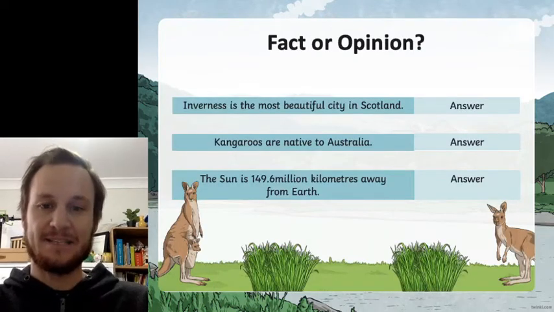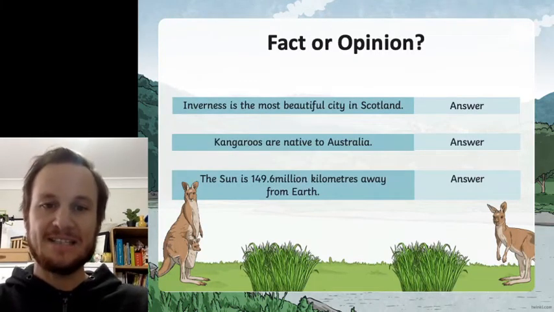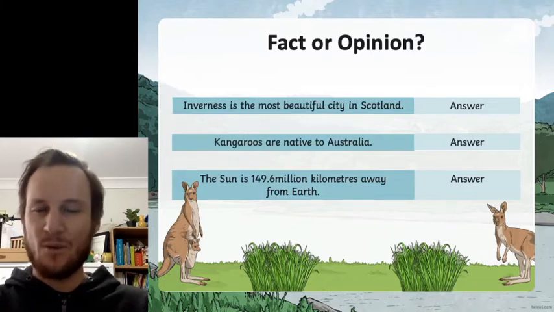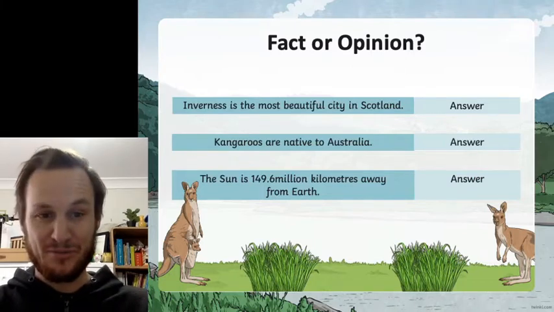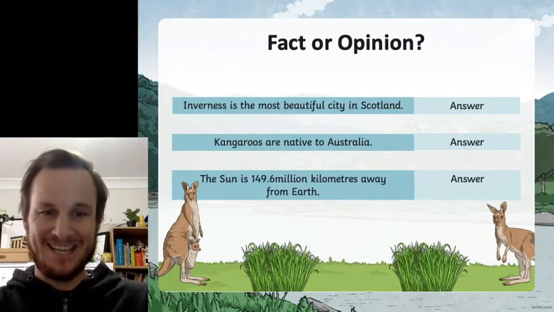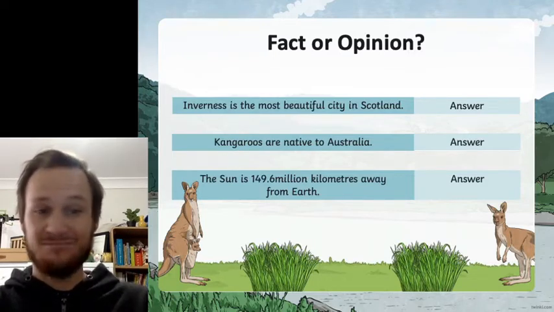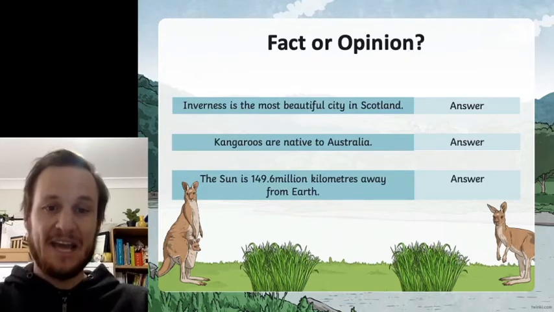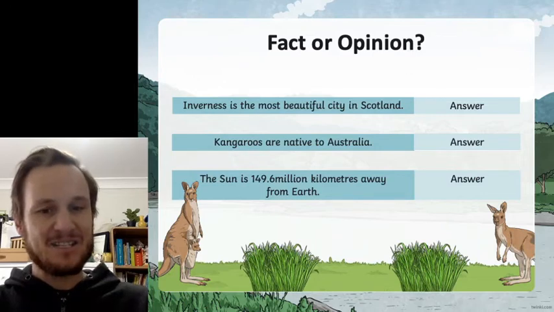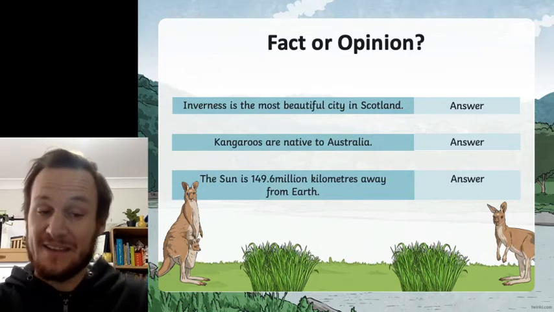Let's have a look at some examples. Okay, ready? Inverness is the most beautiful city in Scotland. Now, when you're hearing adjectives like the most beautiful, it's got to be someone's opinion. It cannot possibly be fact. Okay? Kangaroos are native to Australia. No, it's no one's opinion. They just are. And the sun is 149.6 kilometers away from Earth. Now, the last two are examples of facts, and that's pretty clear.